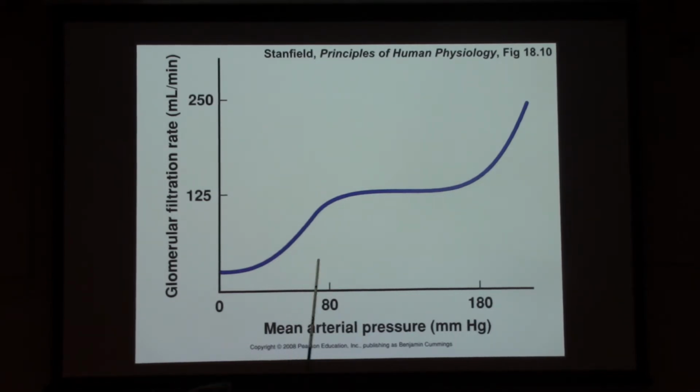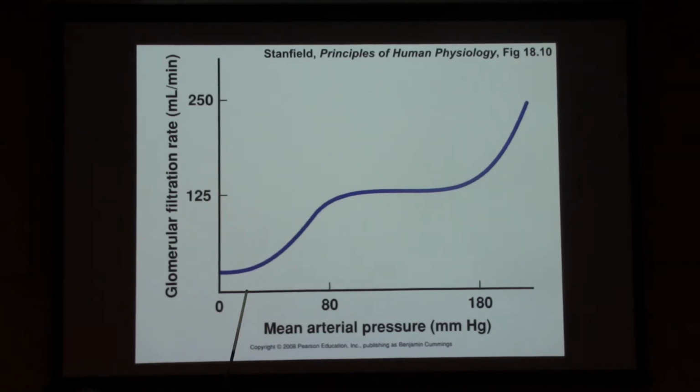And this happens to coincide with a typical range of blood pressures. Right? So your blood pressure generally is in this range. And so in this range, your GFR doesn't really change. It stays pretty constant. Right? Your glomerular filtration rate does not fluctuate under normal situations. If you get out to the ends, then yeah, it does.